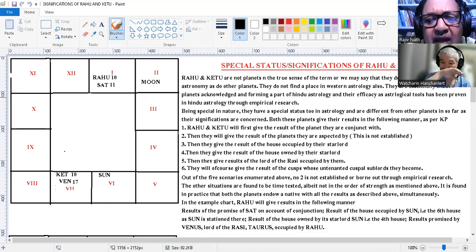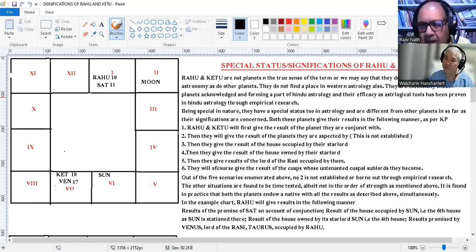Then number 6, they will of course give the result of the cusps whose untenanted cuspal sublords they become. I think we had studied untenanted cuspal sublords. Out of these, number 2 is not established or borne out through empirical research, that it will give the result of the planet it is aspected by. This is not borne out by research, so we don't follow it.